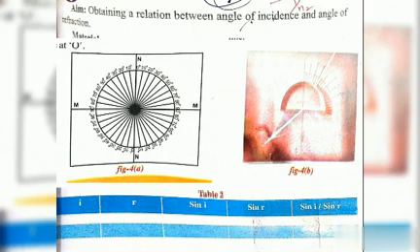Then find the ratio of sine I by sine R. For example, the I value is 15 degrees and the R value is 10 degrees. Sine I is sine 15, sine R is sine 10. Find the ratio of sine I by sine R, and we will get one value.